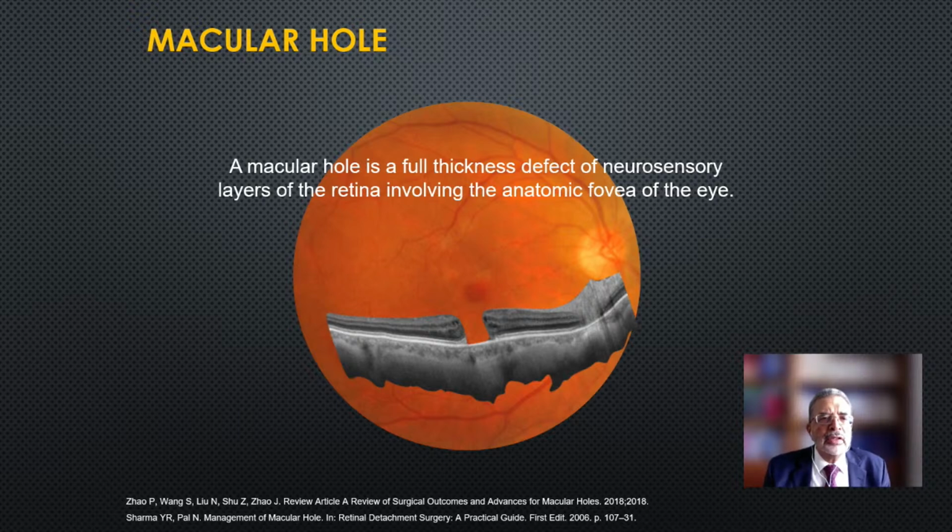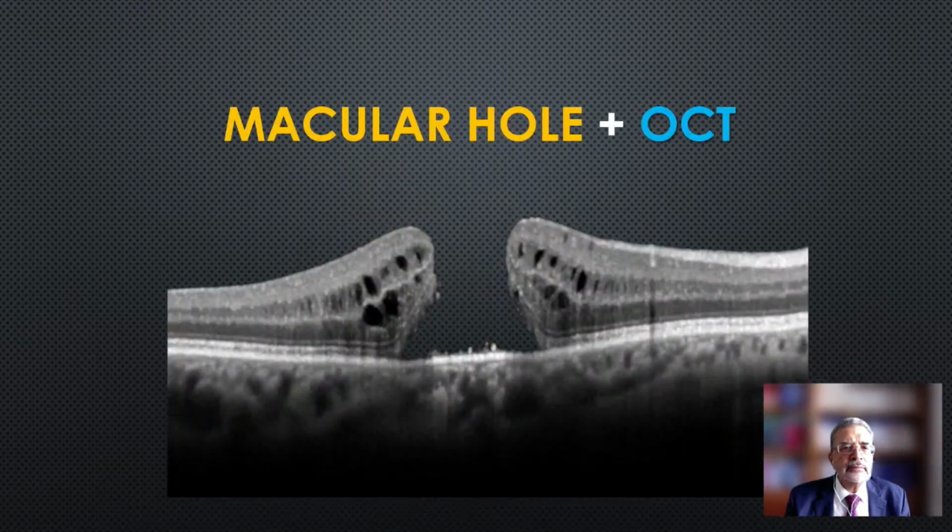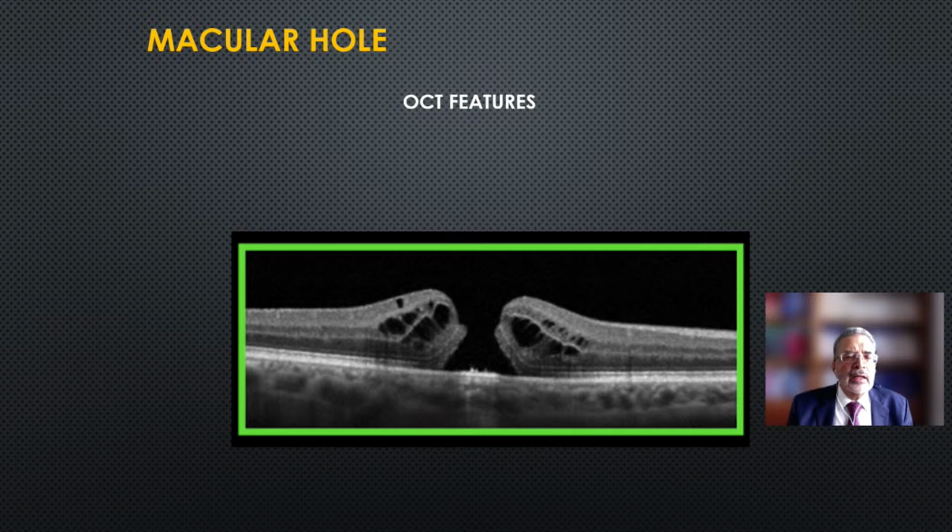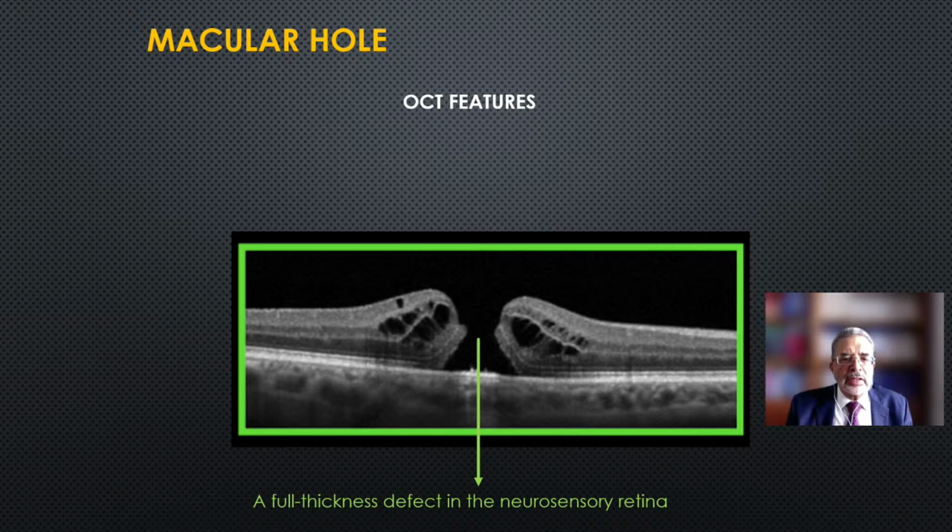A macular hole is a full-thickness defect of neurosensory layers of the retina involving the anatomic fovea of the eye. The OCT features of macular holes include a full-thickness defect in the neurosensory retina. There may be cysts in the neurosensory retina surrounding the area of the hole, as you can see here in this image.